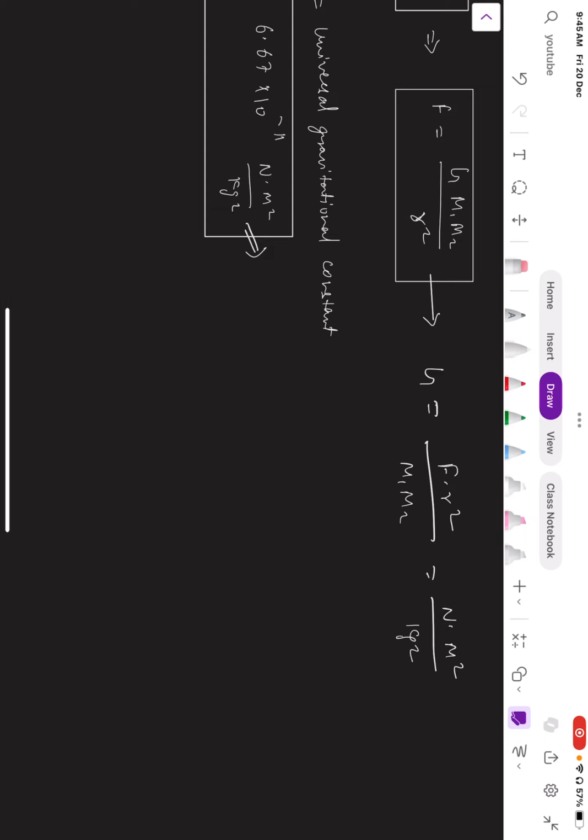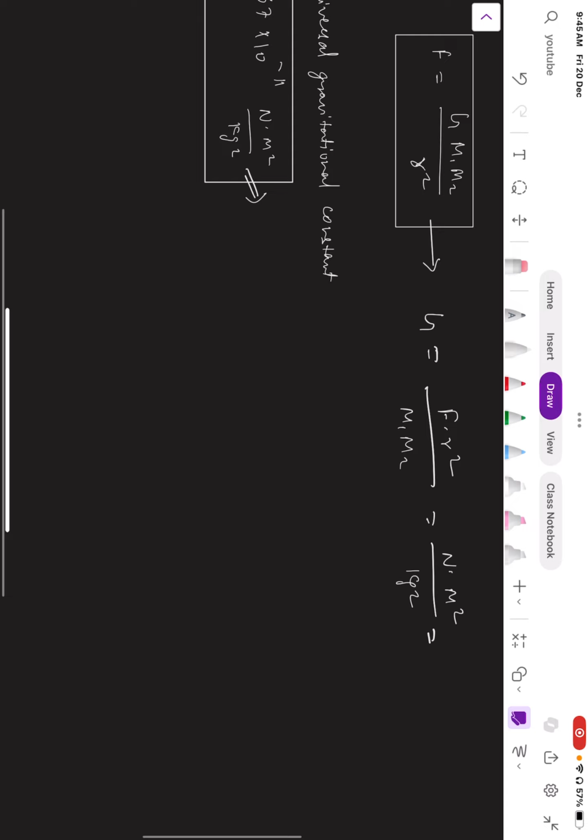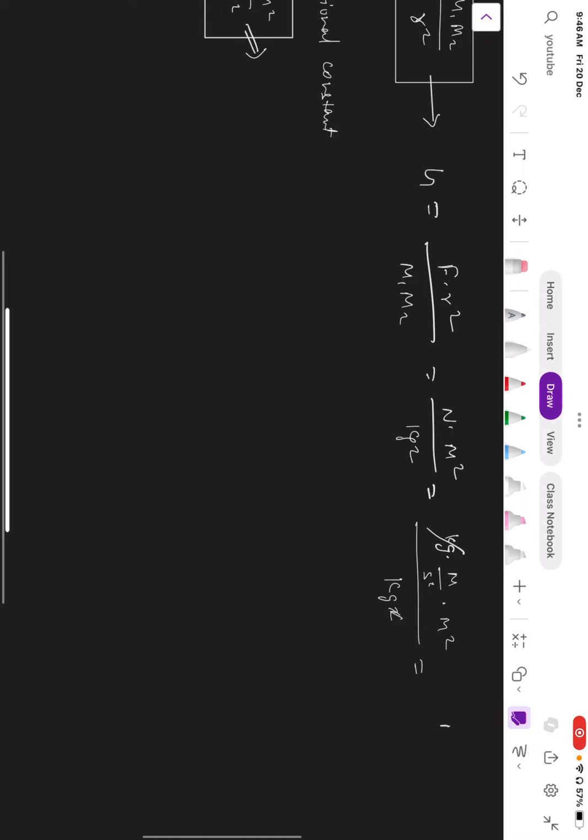Now why am I writing this? Because I want the dimension formula of G. If you write the dimension formula, you write kg meter per second square into meter square divided by kg square. So kg cancels out here, and this becomes meter cube per kg second square.